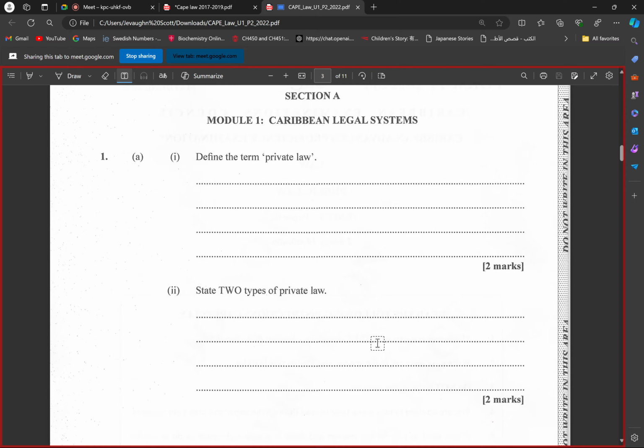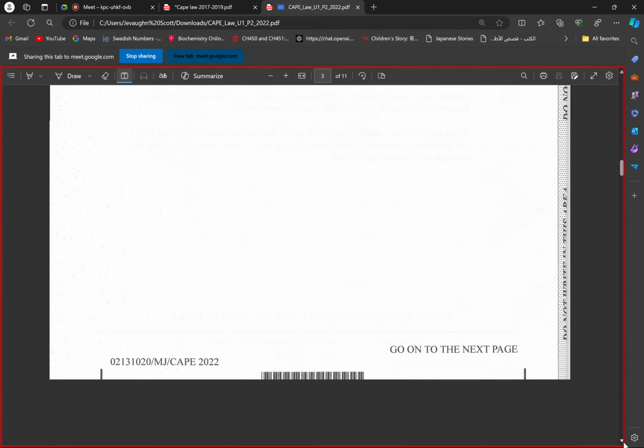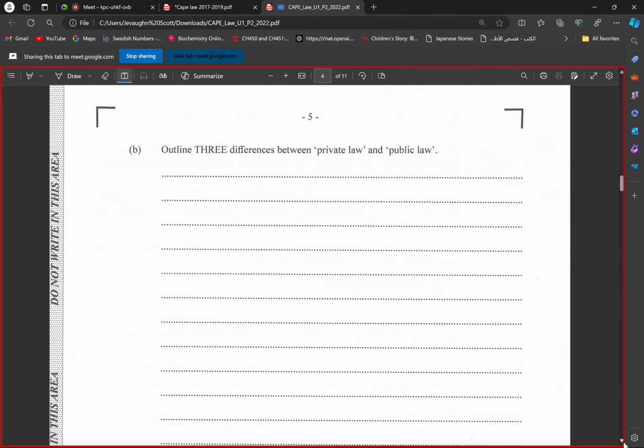I'm not sure if types speak to specific types of private law, or if it speaks to torts and something else, torts and contracts. I'm not sure if it speaks to stuff like that. So torts and contracts, that could be a suitable answer there, probably.